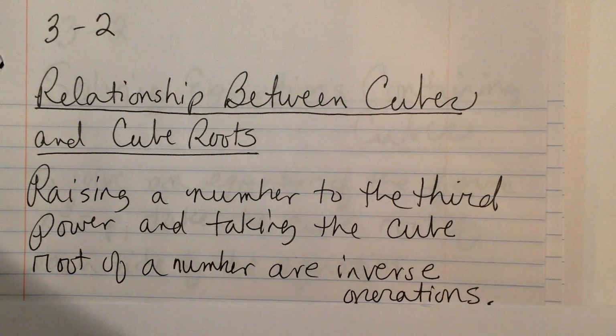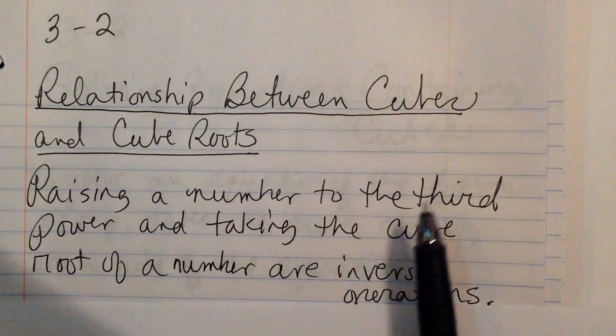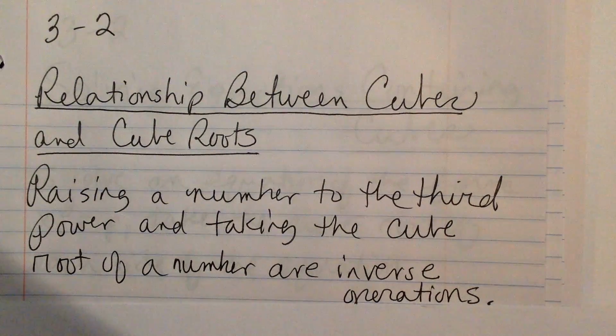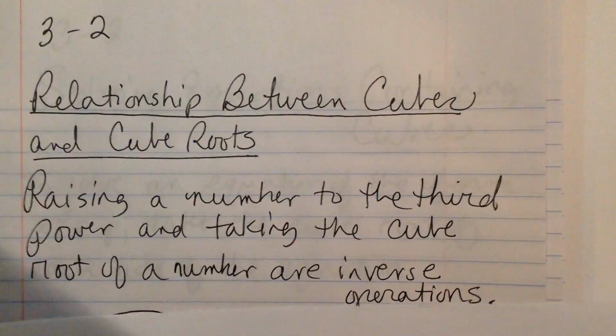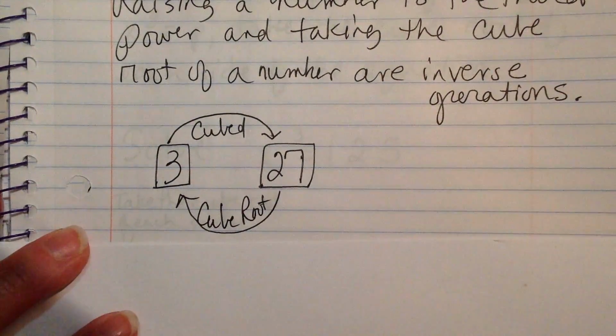3-2. Relationship between cubes and cube roots. Raising a number to the third power and taking the cube root of a number are inverse operations. So cubing something and then taking the cube root of it, they just undo each other. They're inverse operations. So let's look at this example I have here.